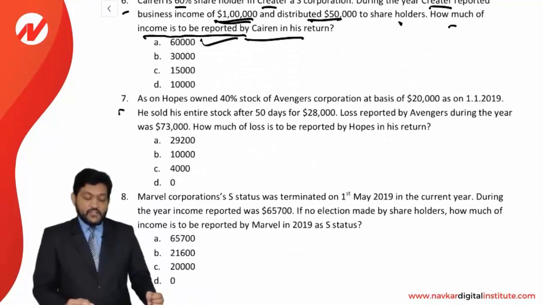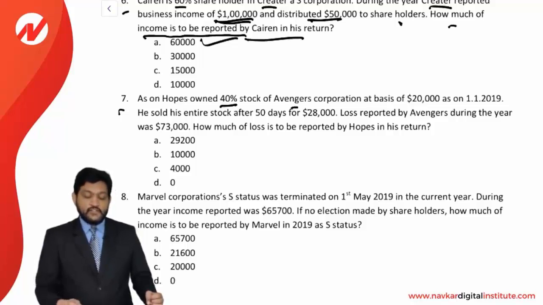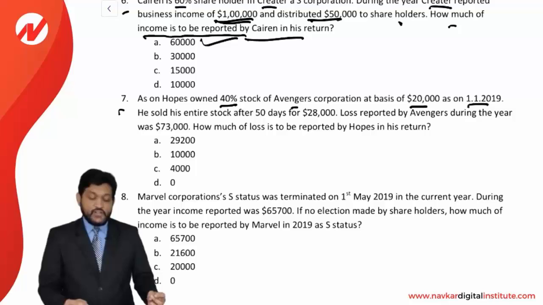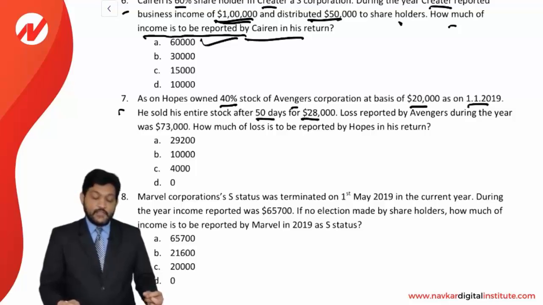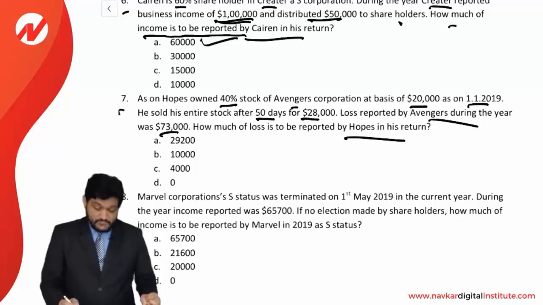Next, Hobbs owned 40% of the stock of Avengers Corporation at a basis of 20,000 as on 1/1/2019. He sold the entire stock after 50 days for 28,000. Loss reported by Avengers during the year was 73,000. How much loss is to be reported by Hobbs this year in his return?